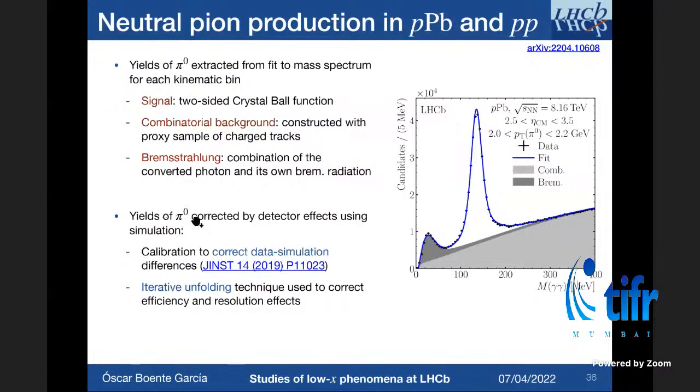After getting the yields for every pT, we need to correct for detector effects using a simulation. Of course, as before, we need to calibrate it well to correct for discrepancies with the data. And here, since the momentum resolution is not as good as for charged hadrons, we need to perform an iterative unfolding technique to correct for resolution and also the efficiency.